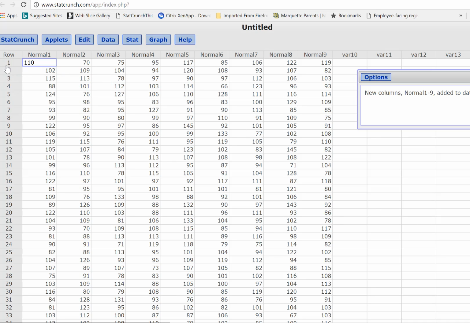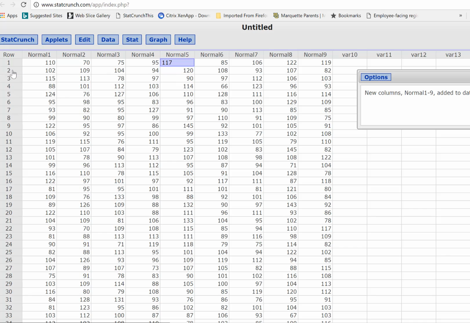And so what I want you to imagine is we went out into this population, okay? And my first row represents the results of my first survey. The first individual I surveyed had an IQ of 110. The next individual that I surveyed had an IQ of 70. The next an IQ of 75, 95, so on and so forth.